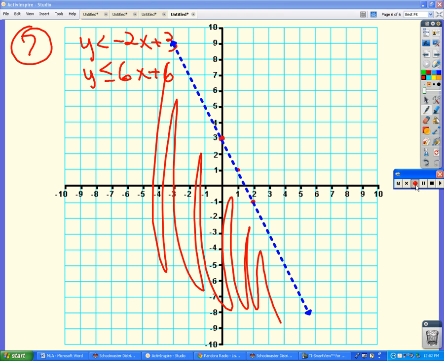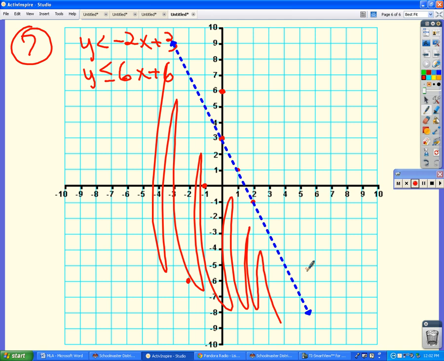All right, now I have to graph the other one. Where does that cross the y-axis? 6. And its slope is 6. So I would need to go up 6 over 1, which I can't really do. So I'm going to go down 6, backwards 1 instead. Up 6 and to the right 1 is the same as down 6 and to the left 1. Okay, because you're doing both things opposite, so it works out the same.